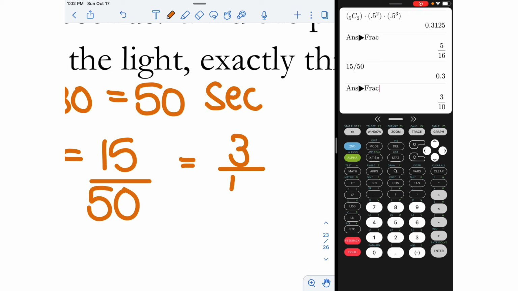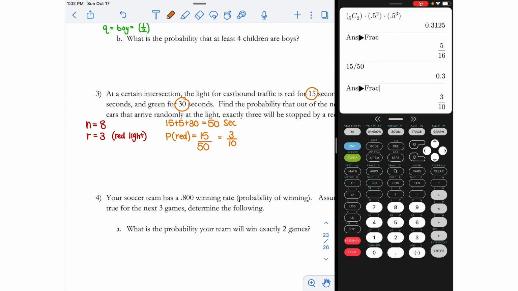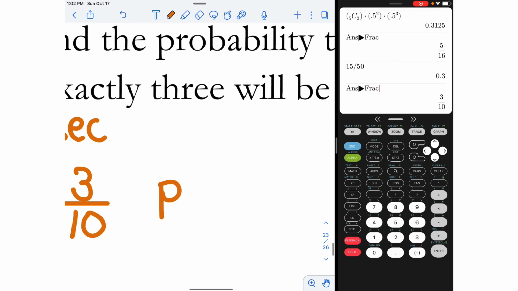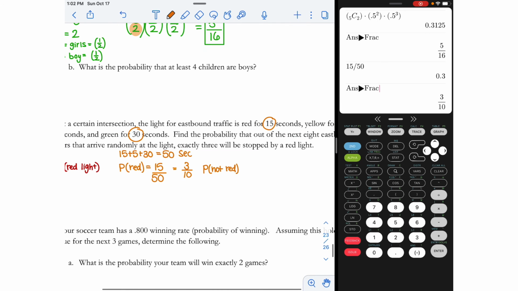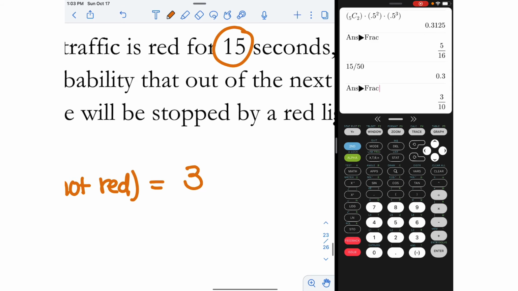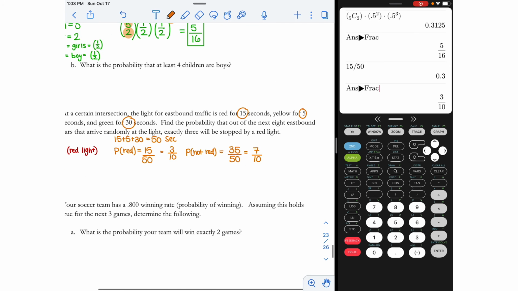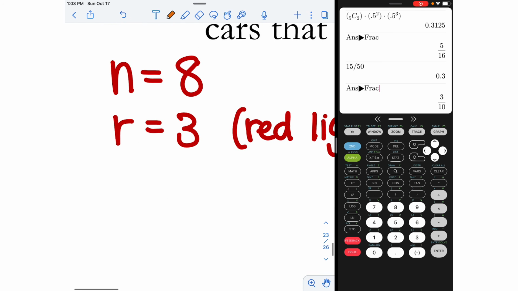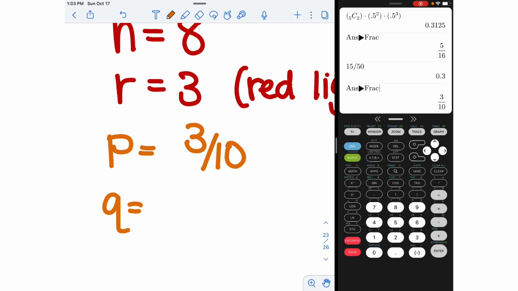Now, this next part's a little weird because this is binomial theorem, so I either have success or fail. So this is going to be the probability of red, and then we also want the probability of just not getting a red. That actually means that I get either a green or a yellow. Green is 30 seconds, yellow is 5, so 35 out of 50, which reduces to 7/10, is not getting a red. So this 3/10 is the success, and the fail is 7/10.